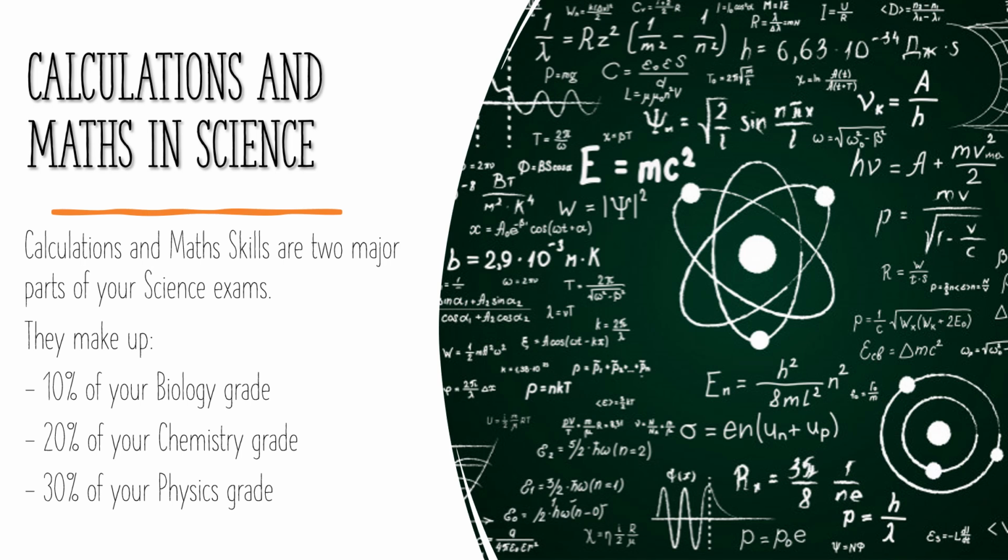Calculations and math skills are two major parts of your science exams. They are going to make up a total of 10% of your biology grade, around 20% of your chemistry, and around 30% of your physics. So if you're a combined student, then that makes up a huge proportion of your total marks, and as well for your triple, it tells you there.